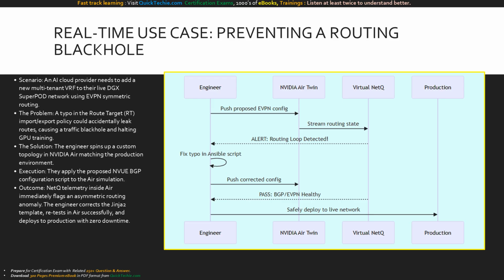This sequence perfectly illustrates the incident prevention workflow. The engineer pushes the proposed EVPN config to the Air twin. The virtual NetQ analyzes the state and alerts the engineer of a routing loop. The engineer fixes the typo locally, pushes the corrected code back to Air, and receives a pass from NetQ. Finally, they safely deploy the validated code to the live production network.